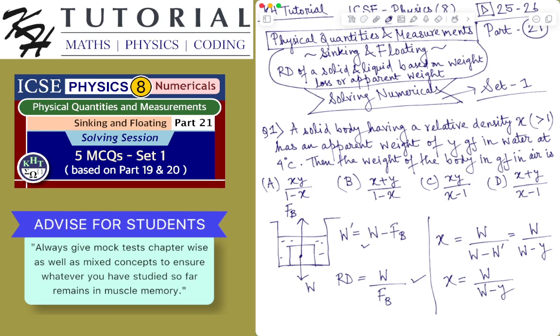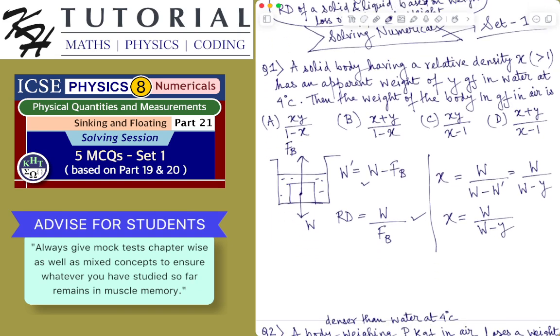So this is a linear equation in W, and we can easily find W. So if I do cross multiplication, I have x multiplied by W minus y is equal to W. This implies xW, if I bring all the W terms to the left hand side, I have xW minus W is equal to xy. This implies W multiplied by x minus 1 is equal to xy. This implies W is equal to xy by x minus 1.